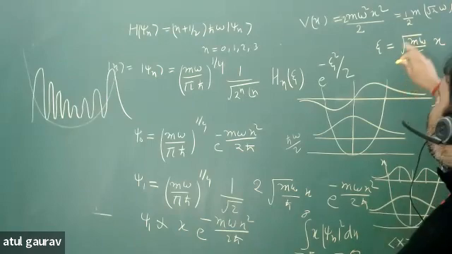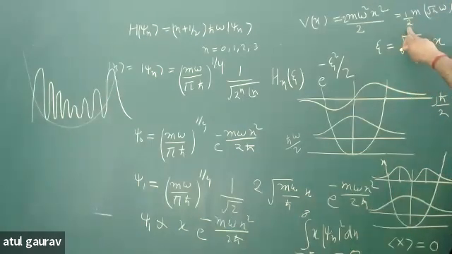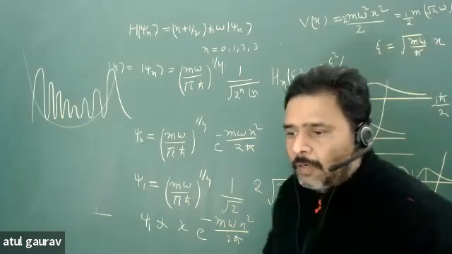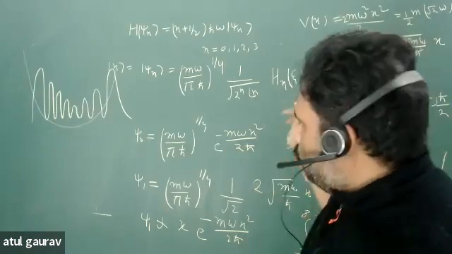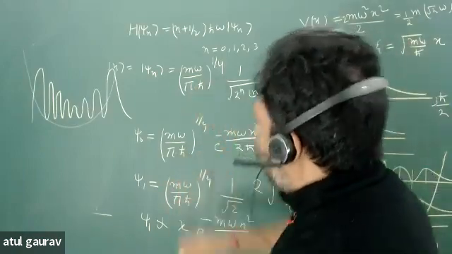This is something like this, because we have solved the potential for half m omega effective x square. So always you have to find the value of omega effective. So what will be the energy eigenvalue now?